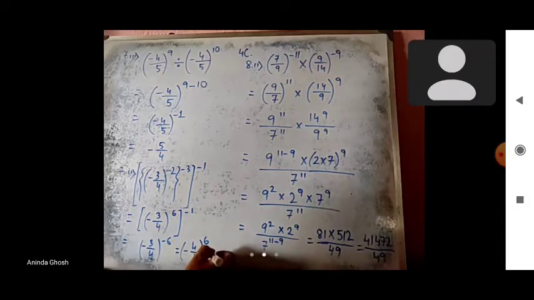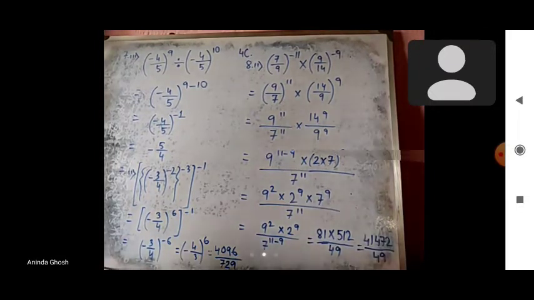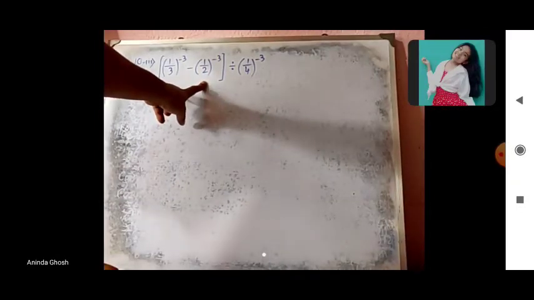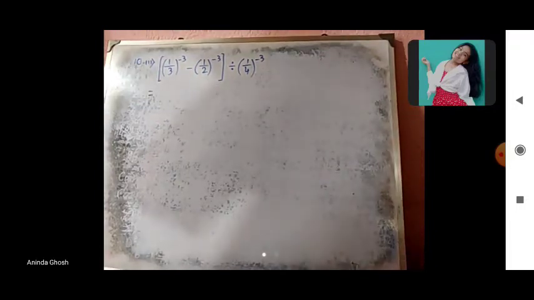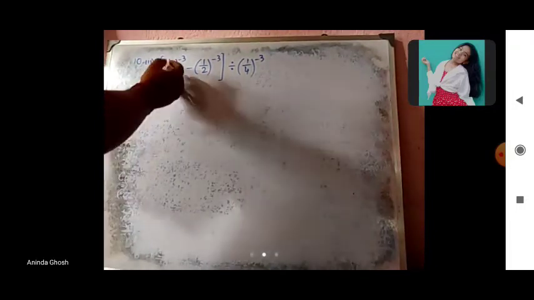So we get 4 to the power 6 means 4096 and 3 to the power 6 means 3 কে 6 বার গুণ করতে হবে, 6 বার গুণ করলে আমরা পাই হচ্ছে 729.